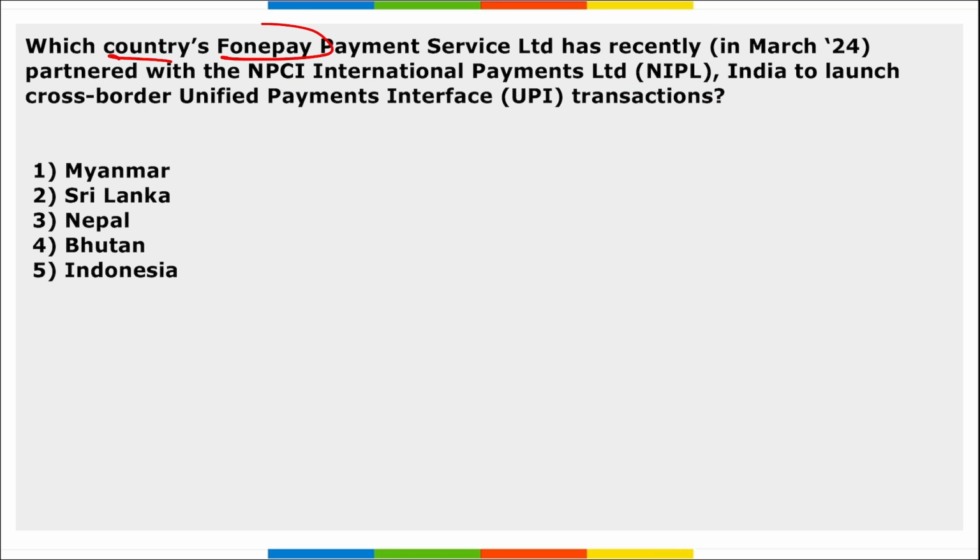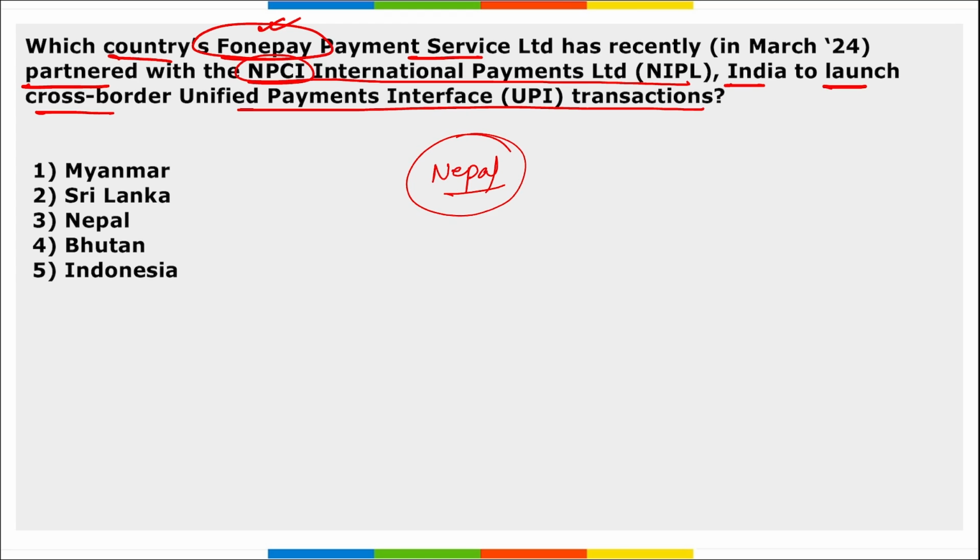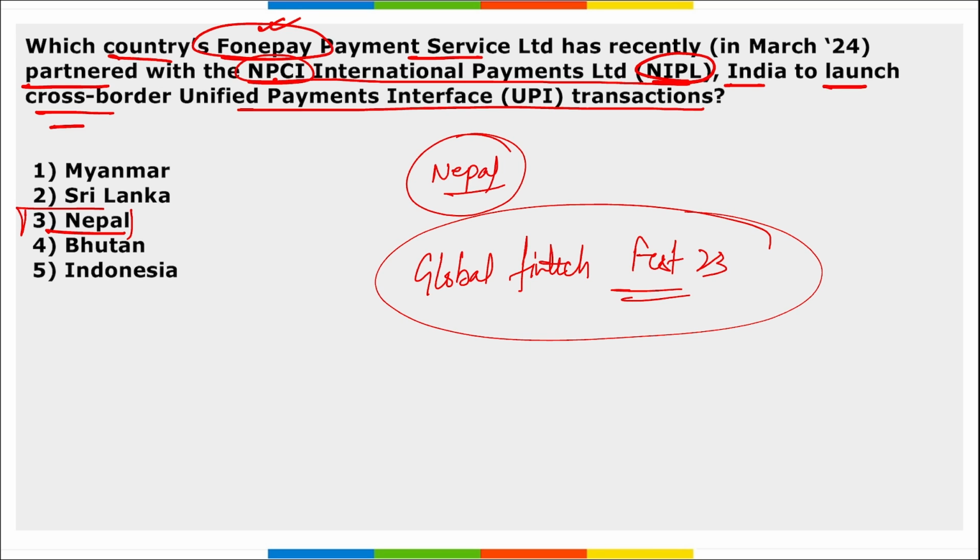Next, which country's PhonePe Payment Service Limited has recently partnered with NPCI International Payment Limited India to launch cross-border UPI transactions? See, this PhonePe is of Nepal, right? So they have partnered with NPCI International Payment Limited, that is NIPL, an arm of NPCI only, and it is to launch UPI based transactions. So this is of Nepal. And remember, this initiative was unveiled during the Global FinTech Fest 2023 that was held in the month of September.